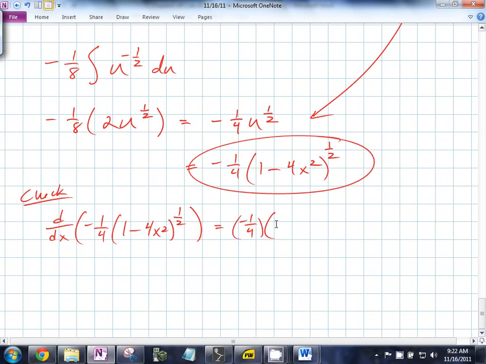The 8 and that cancels, right? And the negatives turn positive, right? Yeah. So what are you left with? You're left with just the x. You're left with x times 1 minus 4x squared to the negative 1/2, which is x over the square root of 1 minus 4x squared. Is that exactly what we wanted? Yeah, it is. So here's the question I have for you.